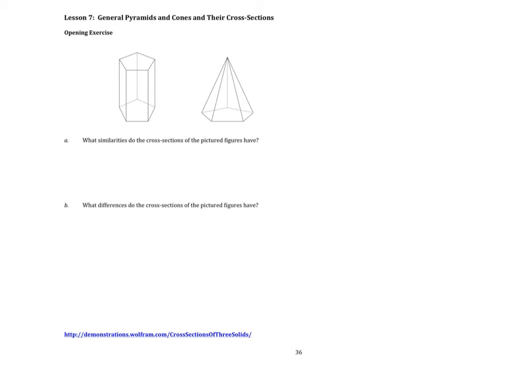Unit 7, Lesson 7, General Pyramids and Cones and their cross-sections. There are two student outcomes as a result of this lesson. One is that students understand the definition of general pyramid and cone, as well as their respective cross-sections. They are similar to the base. Two, students show that if two cones have the same base area and the same height, then cross-sections for the cones that have the same distance from the vertex also have the same area.